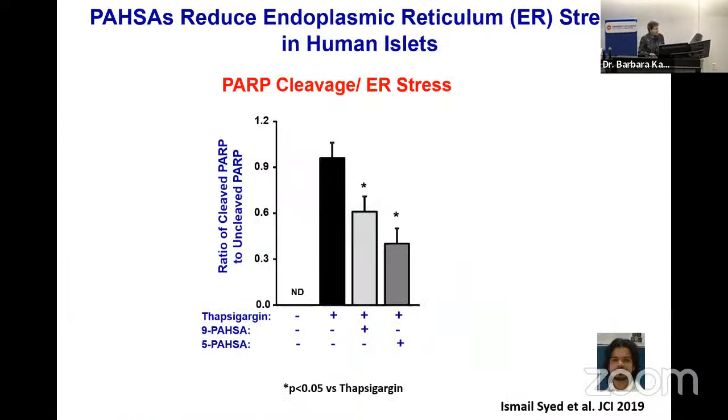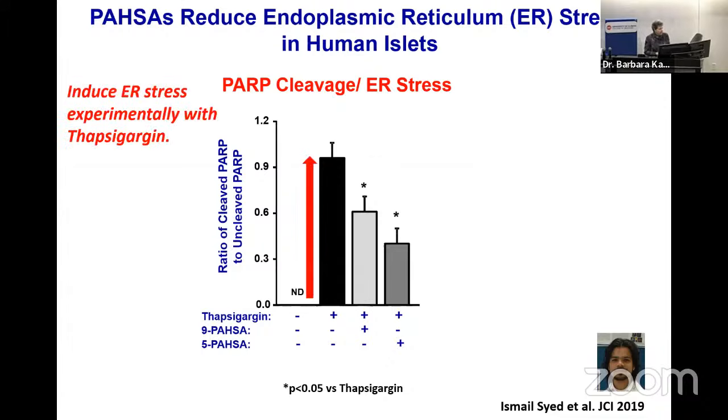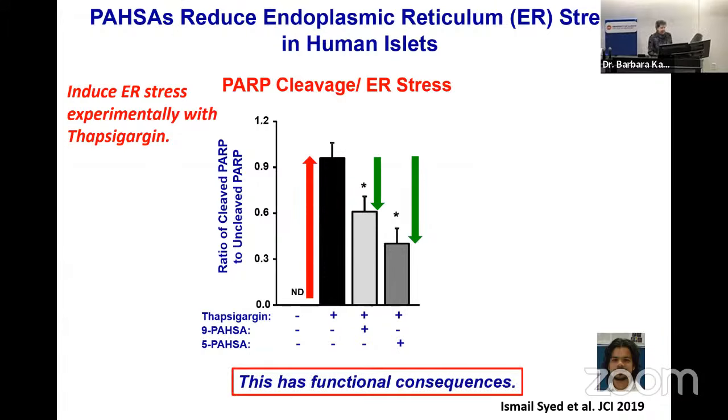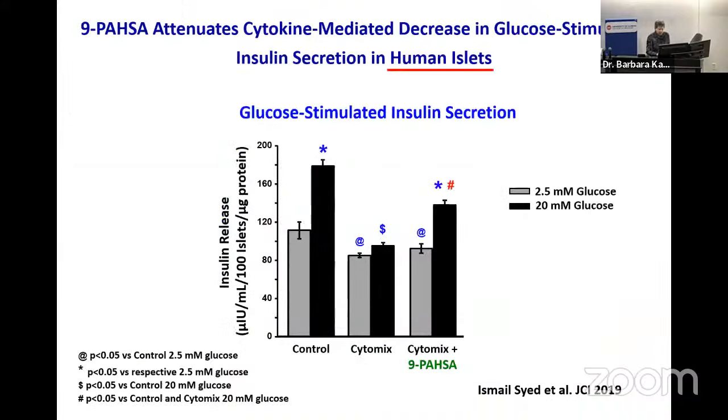Now, what about in human islets? And for this experiment, Ismail Saeed induced ER stress in human islets with thapsigargin, a chemical agent. And then he showed that 9 PASA partially prevents and 5 PASA prevents even more the ER stress in human islets. And this has functional consequences. So in these islets, you can see here's normal glucose-stimulated insulin secretion. That is lost with cytokine treatment, but it is at least partially restored with PASA treatment.